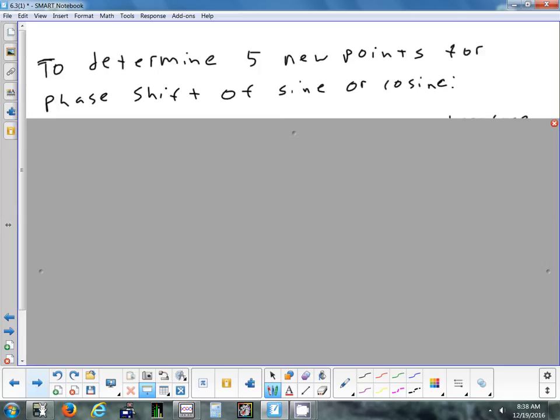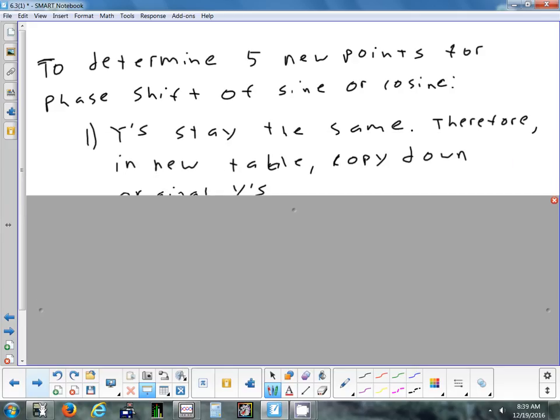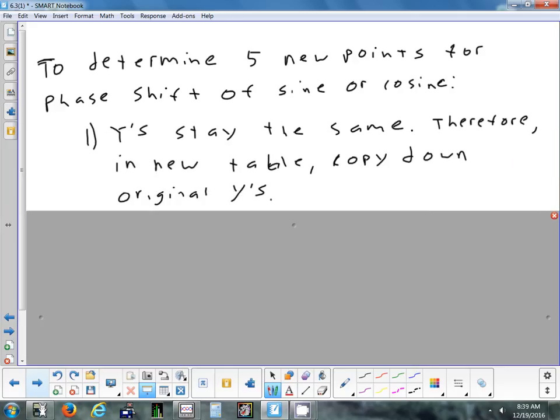All right, so when we do a phase shift, we're moving left and right. Which values are affected when you move things left and right? Your x values or your y values? Your x's are going to be affected. They're going to change. Well, if the x's are the ones that are going to change, then the y's are the ones that are going to stay the same.